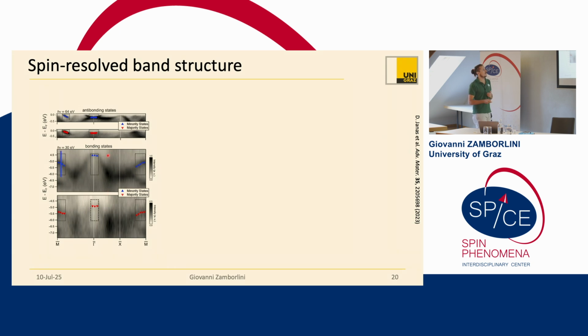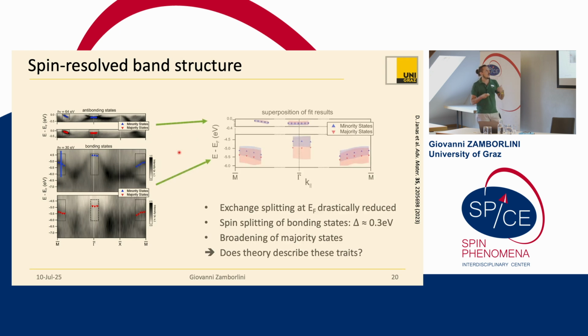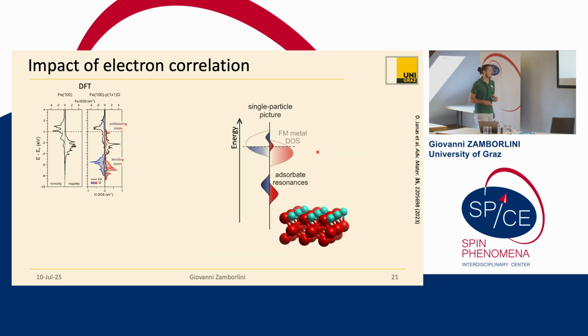What we can do now is take line profiles, identify where the band is, and fit it with some function. In this case, we just took a simple Gaussian, and we can quantitatively extract some parameters. What we observed, which puzzled us a lot, was that close to the Fermi level you have a strong renormalization of the bands. Here the exchange splitting is drastically reduced. At lower energies, instead, you have these bonding resonances, and the broadening of these bonding resonances is spin dependent. The majority states are much broader than the minority states.